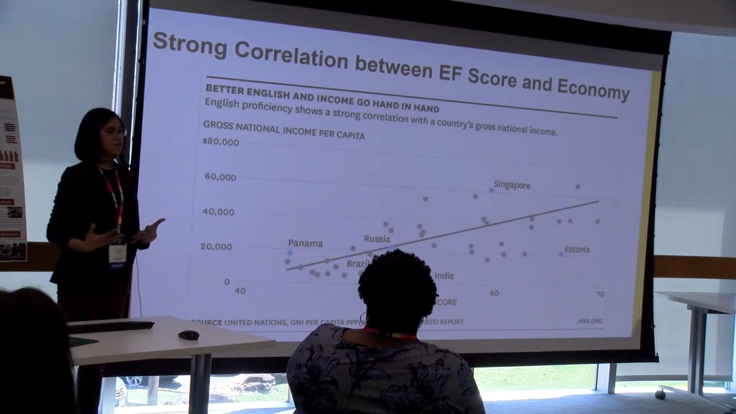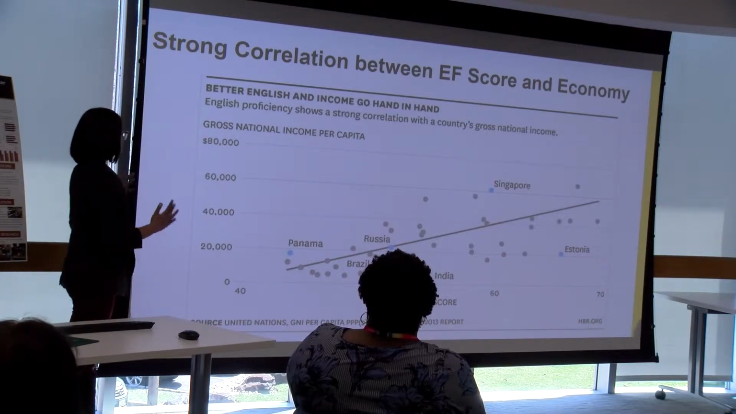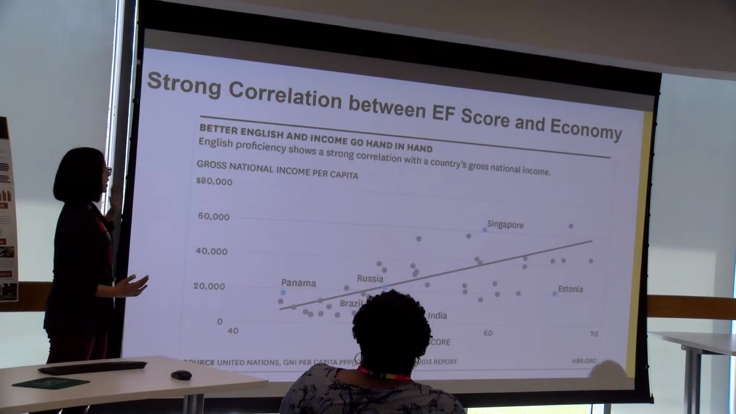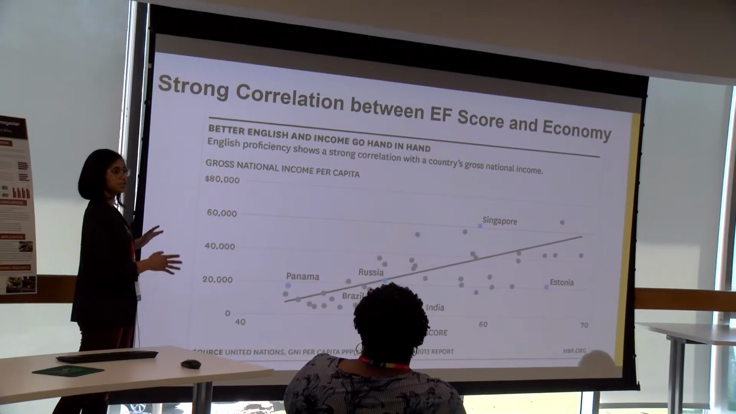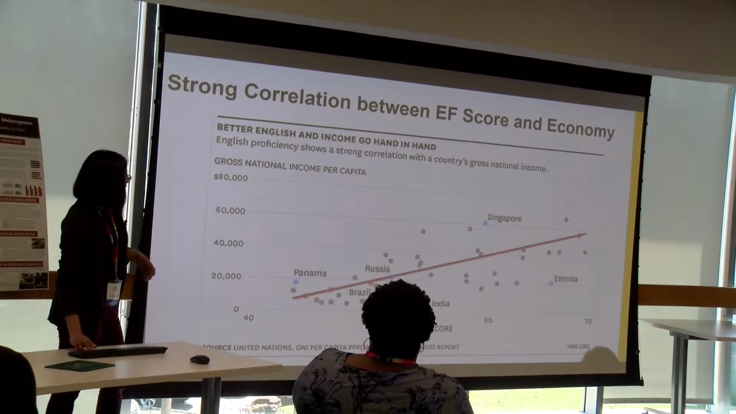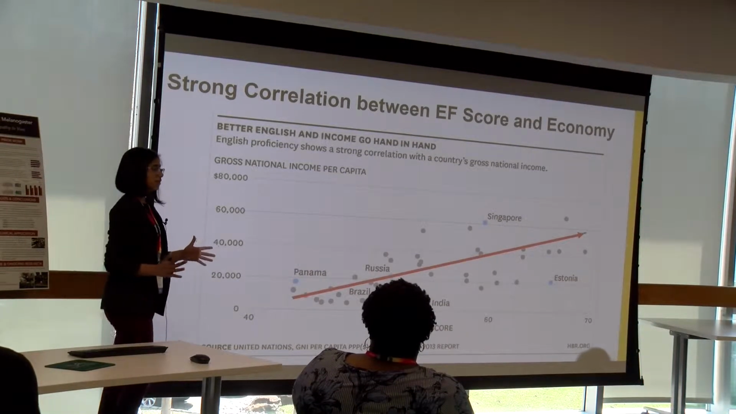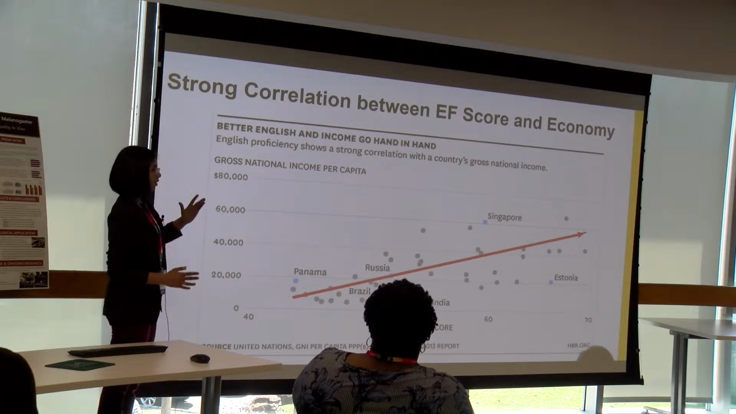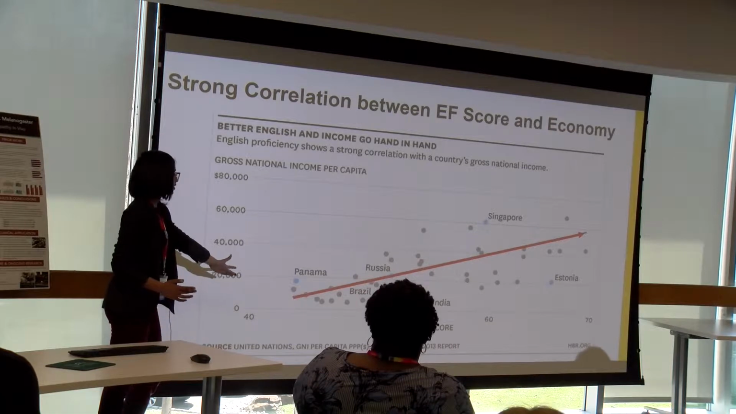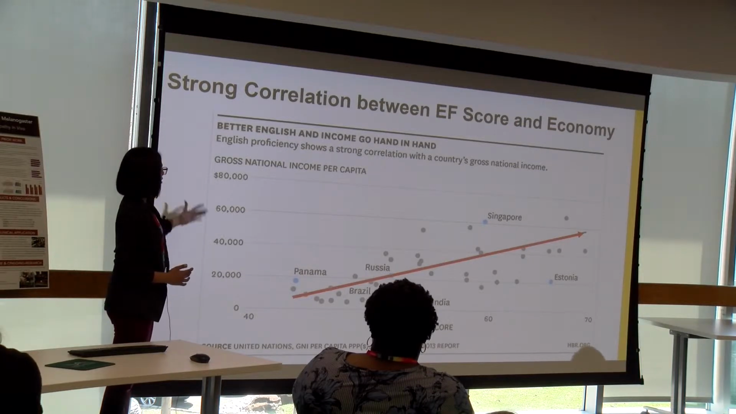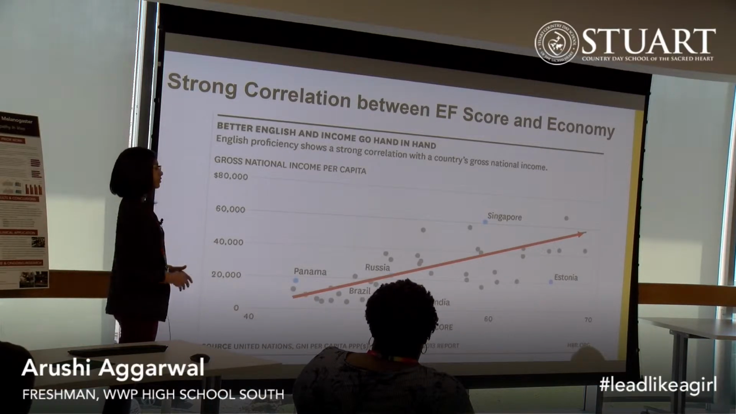So let's first talk about the base of my research. What I first did, I found some charts on English proficiency score for each country and compared it to the national income per year. As you can see, there's a very strong correlation between English proficiency score and national income per year. If you take a country, suppose Panama, on average their score is really low, which results in their national income per year being low too.